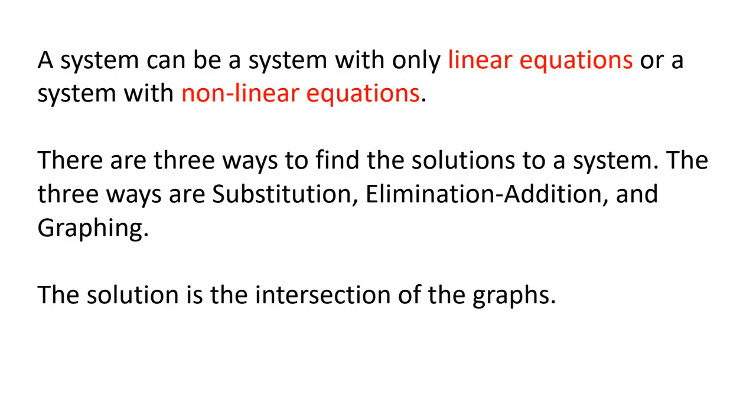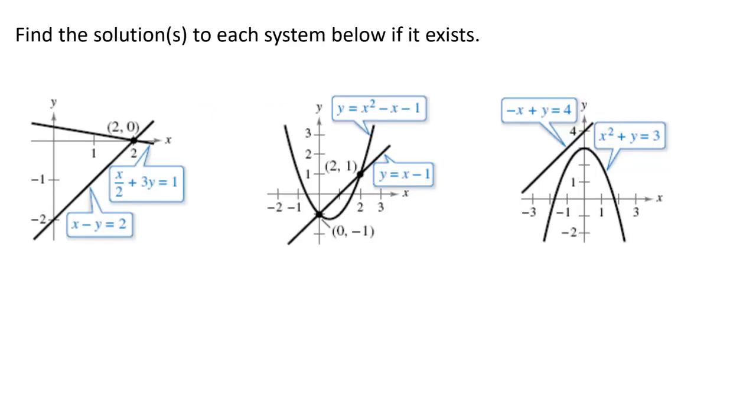A system can be made not only of linear equations, but also of nonlinear equations, and we're going to see several examples of these as well. There are three ways to find solutions to systems: the substitution method, the elimination by addition method, and graphing. The solution is the intersection of the graphs. So let's look at graphing first.